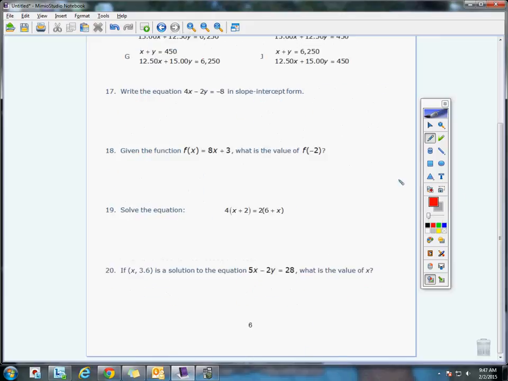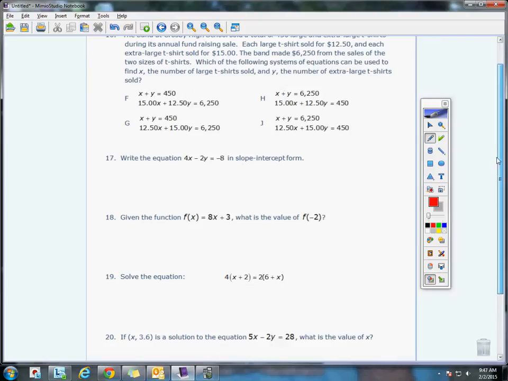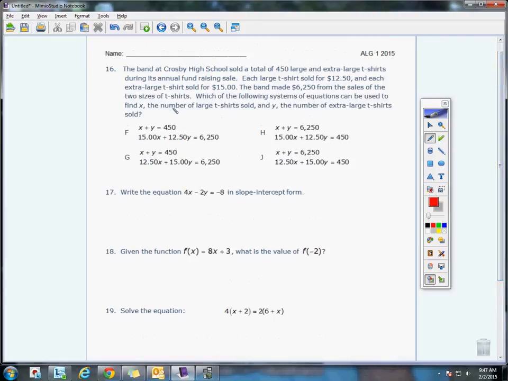Alright, last page, number 16. Says the band at Crosby High School sold a total of 450 large and extra large t-shirts during its annual fundraising sale. Each large t-shirt sold for $12.50 and each extra large t-shirt sold for $15. The band made $6,250 from the sales of the two sizes of t-shirts. Which of the following systems of equations can be used to find x, the number of large t-shirts sold, and y, the number of extra large t-shirts sold?